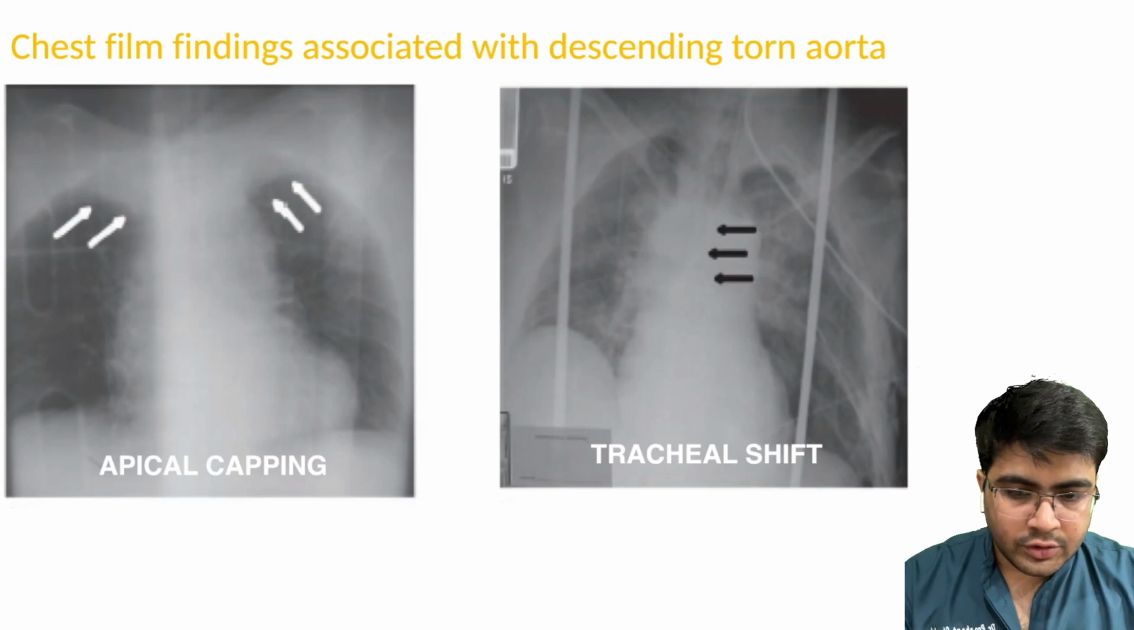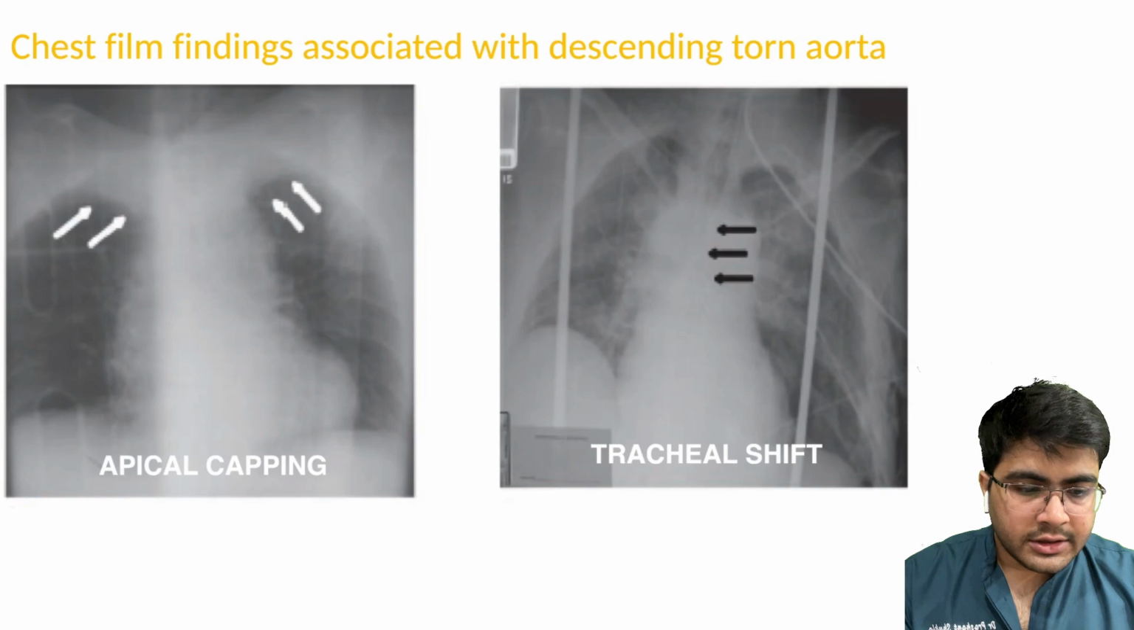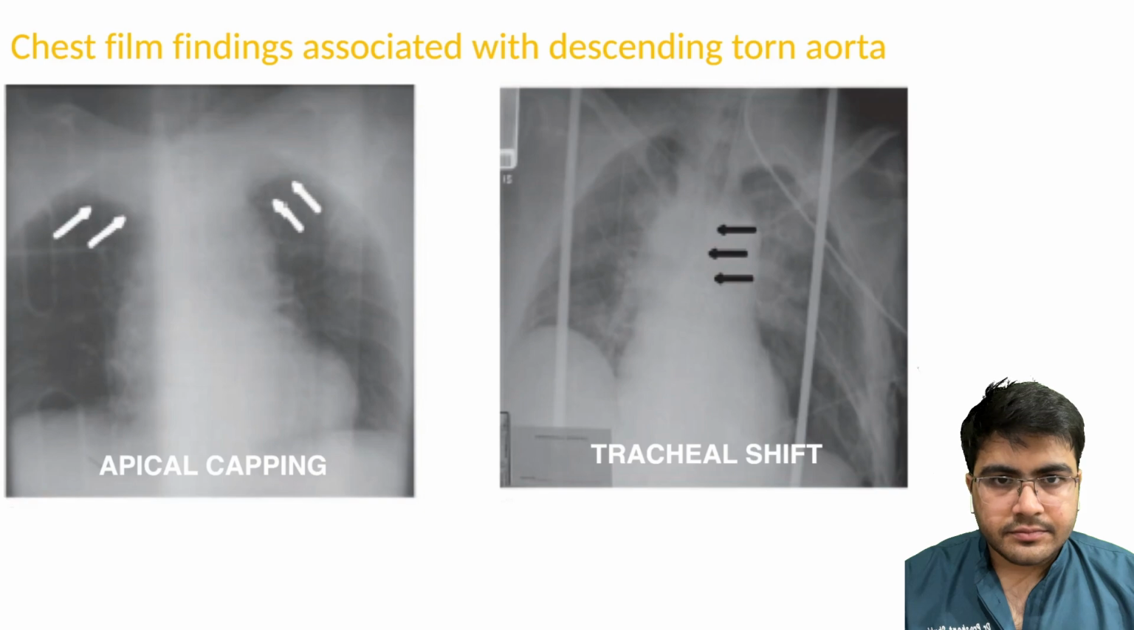So though you can see the widening of the mediastinum associated with the descending torn aorta, other findings which are also seen in a descending torn aorta are apical capping and the tracheal shift. Okay, so if these are present in a patient, this indicates that you are dealing with a torn aorta.